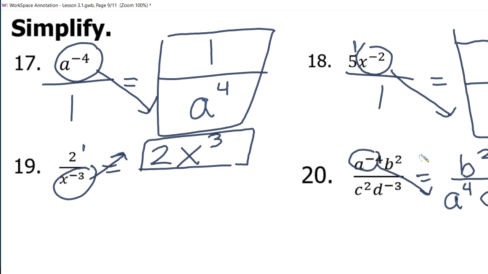And then d to the negative 3, does it stay or does it move? It moves to the top, so if it's d to the negative 3 in the bottom, what does it become when I move it to the top? D to the positive 3. So this one, you only move it if it has a negative exponent. And then make sure your variables are in alphabetic order, so B comes before D, A comes before C. So just make sure they're alphabetic. 4 more problems.